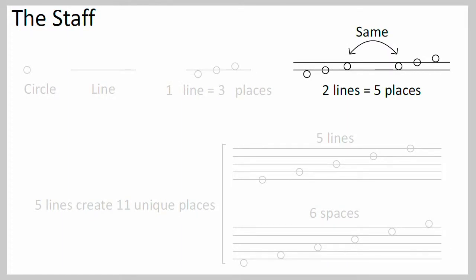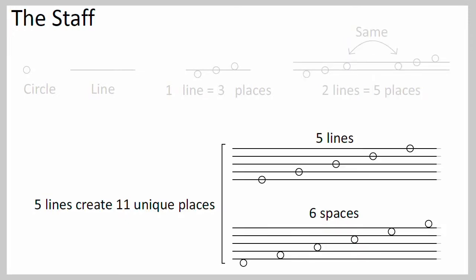Notice that the place above the lower line is the same as the place below the upper line. Thus 2 lines create 5 unique places, not 6, because 2 places overlap. Music is written on a 5-line staff. The result is 5 line places and 6 space places for a total of 11 places for 11 white keys.